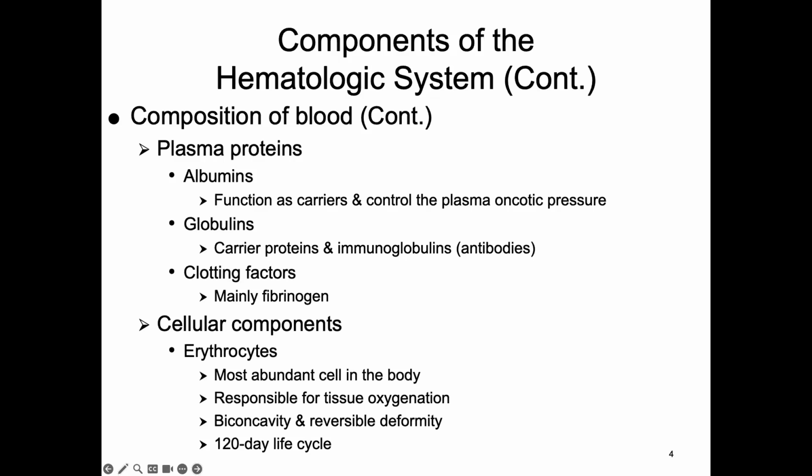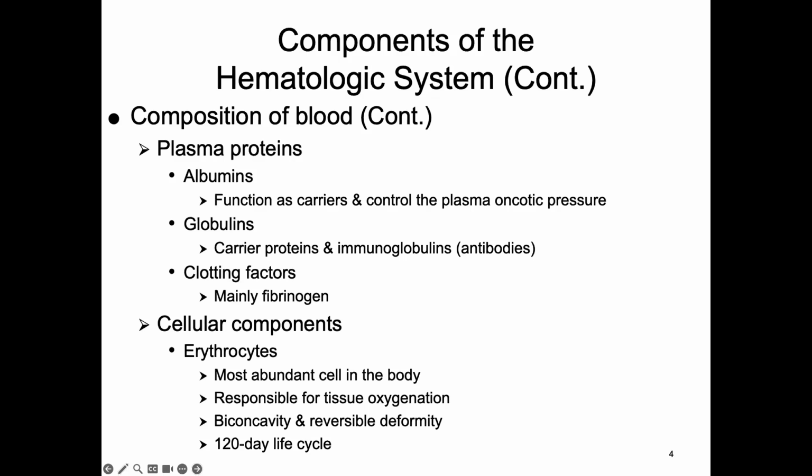Clotting factors made by the liver, okay? There's a whole host of them, okay? And they are an example of something called an extracellular cascade. We'll get into that a little bit later. That extracellular cascade, the purpose is to stop you from bleeding. And that process is called hemostasis, all right?